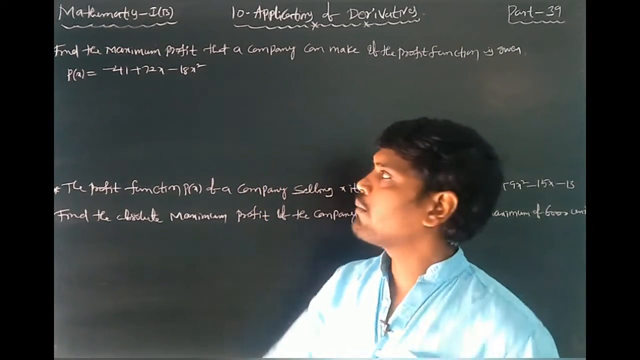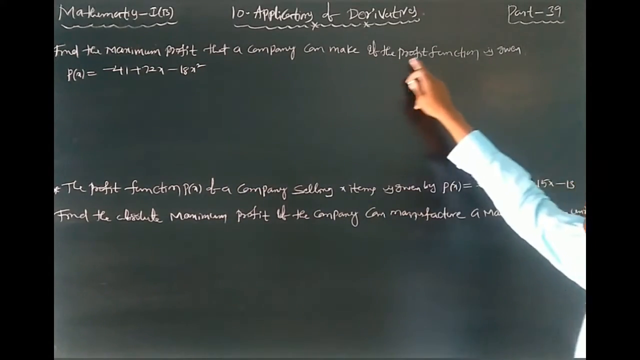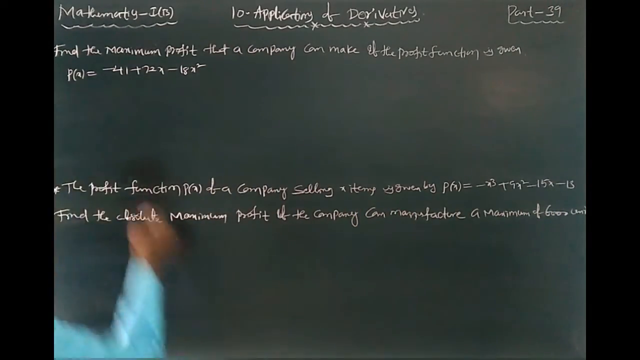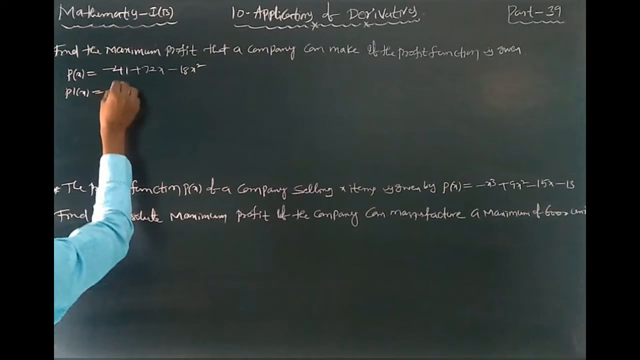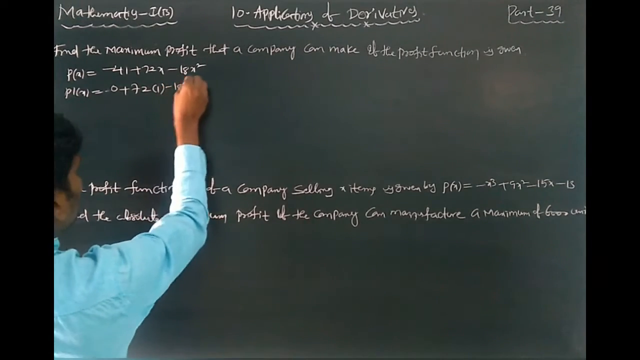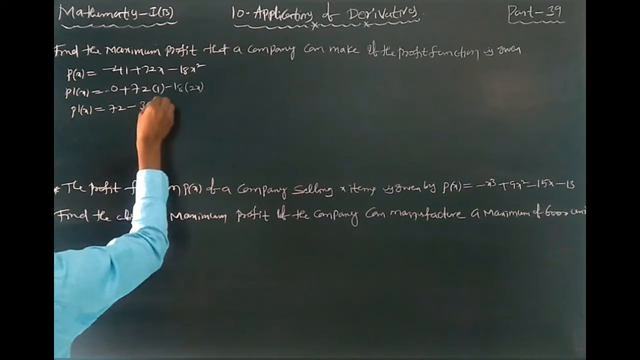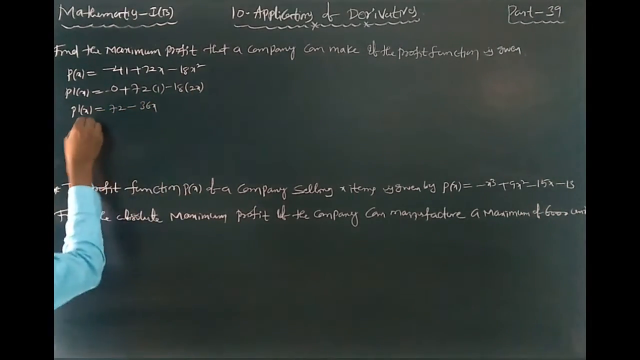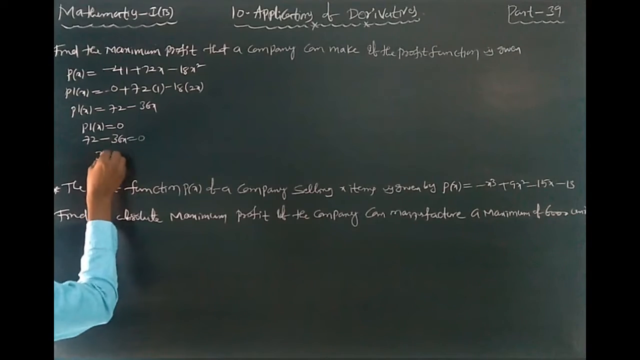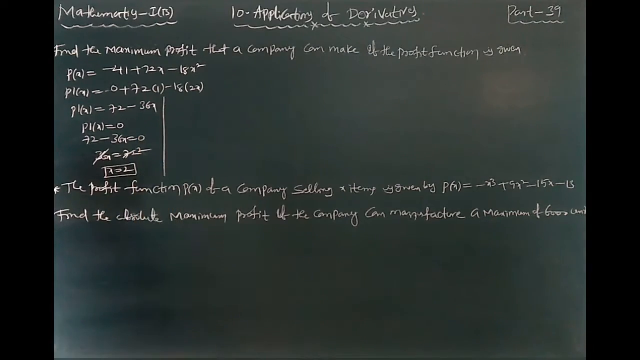Previous problem model, first problem: find the maximum profit that a company can make if the profit function is given. First, take the derivative: the derivative of minus 41 is 0, the derivative of 72x is 72, and the derivative of minus 18x square is minus 36x. Then p dash is 72 minus 36x. Setting p dash of x equal to 0, 72 minus 36x equals 0, so 36x equals 72, and x is equal to 2.